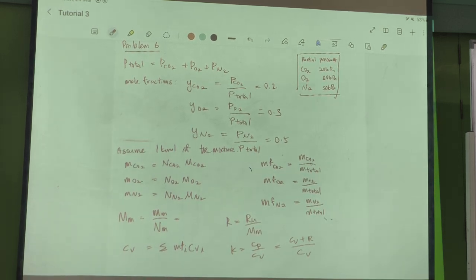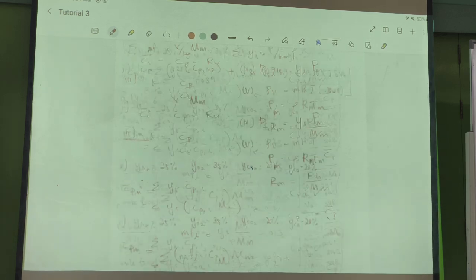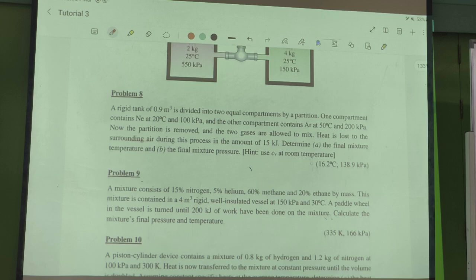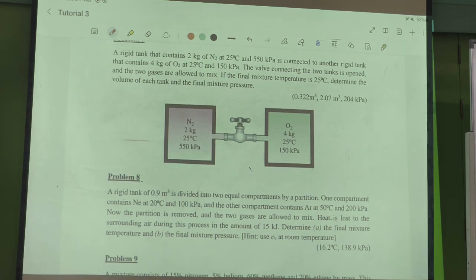Okay, so we move on. Let's look at problem 7 here. Something slightly more difficult.